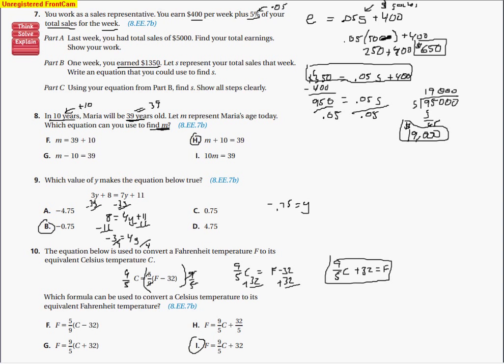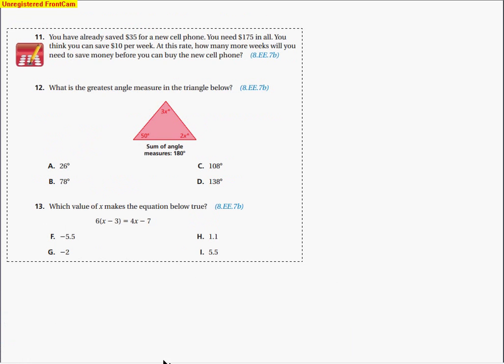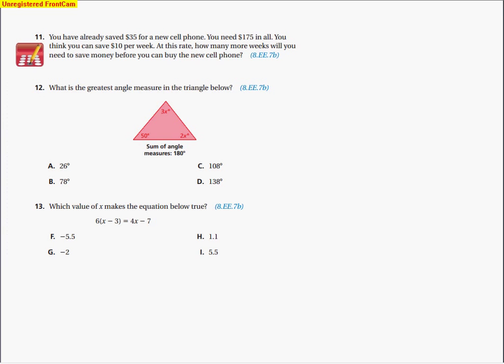Moving on to our next problem, and it says you have already saved $35 for a new cell phone. You need $175 in all. So we have $35 saved, and eventually we're going to need $175. So we're going to end up having to add something to that. Well, you think you can save $10 per week. So $10 every week, it's $10 times the number of weeks, plus the $35 you have equals the $175.